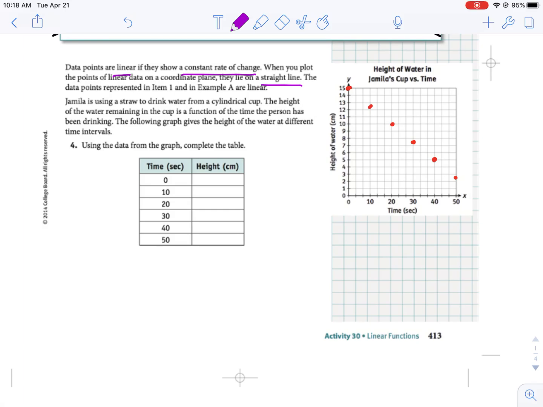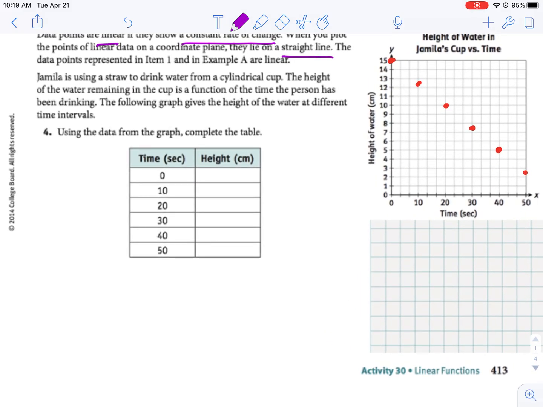So you were supposed to have this graph filled out already in your packet if you're following along. So taking a look at the graph on the right, we've got to fill out the table on the left. It asks us what the height of the water is given a particular time. So if we first look at that first point up here, 0. When the time is 0, the height is 15 centimeters. If we look at the next one at 10 seconds, that height is 12.5.